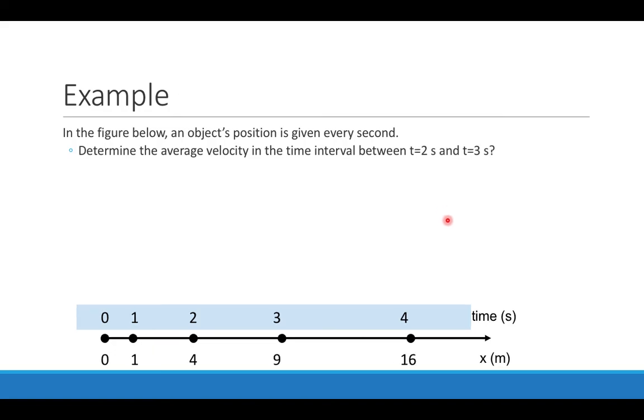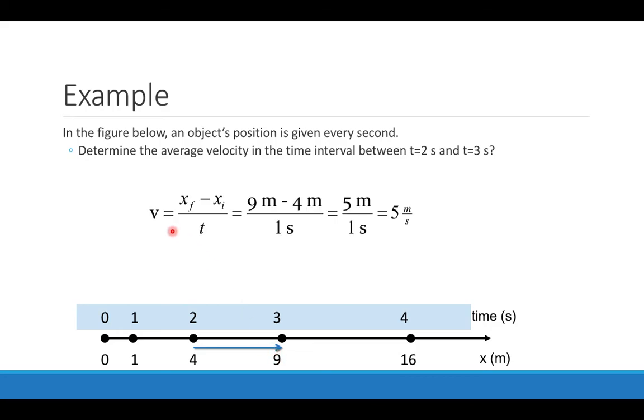I can go through the same process between a time of 2 seconds and a time of 3 seconds, and I realize that my displacement is now larger, right? It's a bigger line here, and so my average velocity would be my final position minus my initial position over my time. At 3 seconds, I'm at 9 meters. At 2 seconds, I'm at 4 meters, and then the difference in the time there between 3 and 2 is 1 second, so this is 5 meters per second.